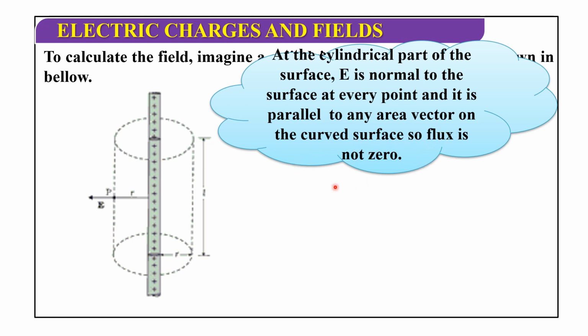So flux is not 0. Here flux is not 0. Why? Because E is normal to the surface at every point. See here, E is normal to the surface. So it is parallel to any area vector on the curved surface. So flux is not 0.